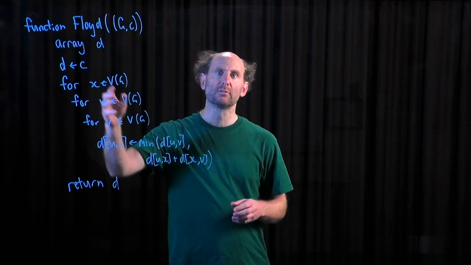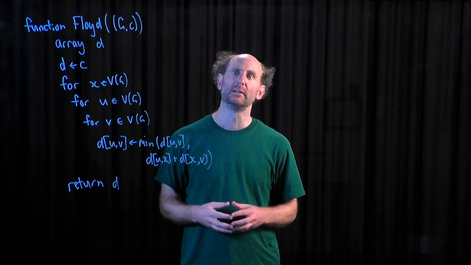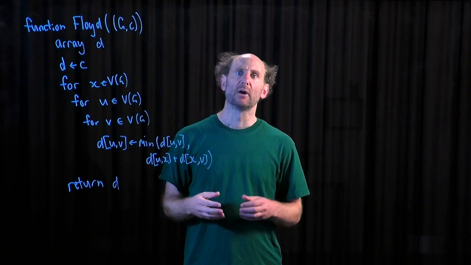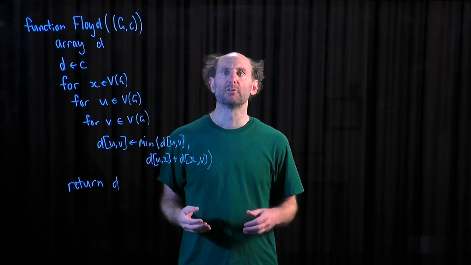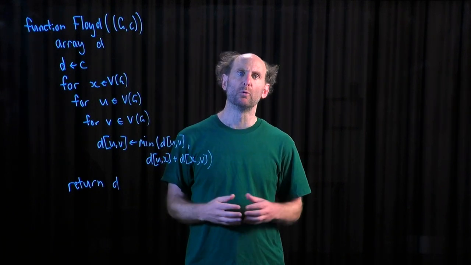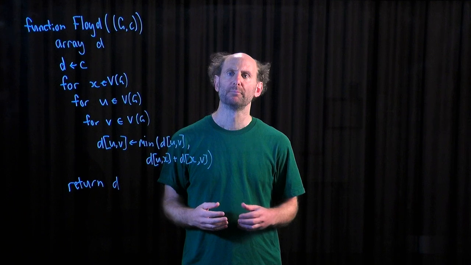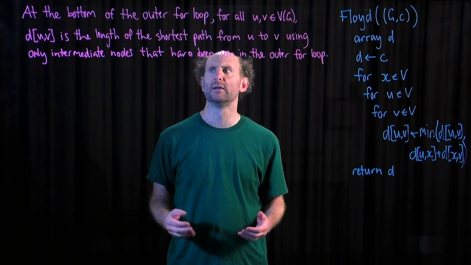Since we go through the outer loop n times and see every possible intermediate node, by the time we're at the end of the algorithm, the matrix D corresponds to the distance matrix for the digraph, and we've solved the all pairs shortest paths problem. So let's formalize that. So the statement we prove is this one.